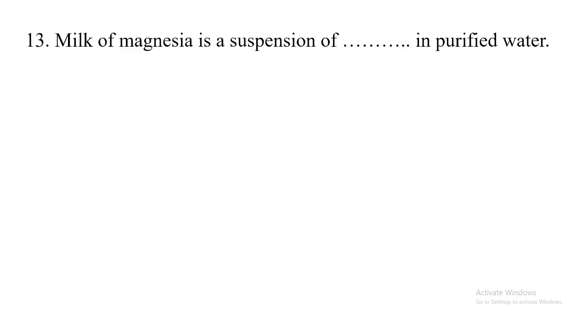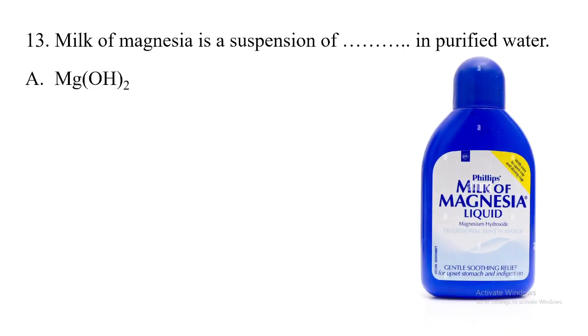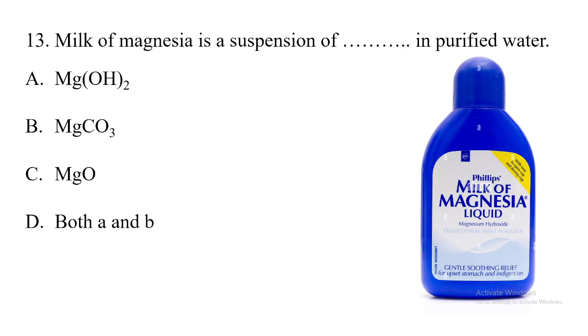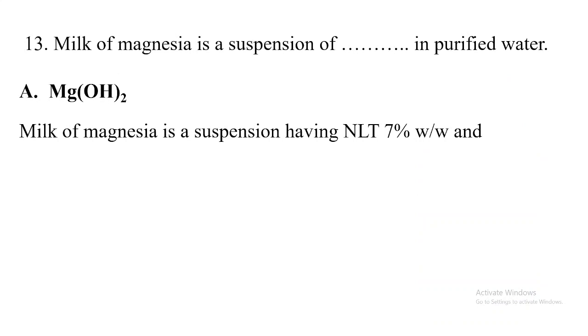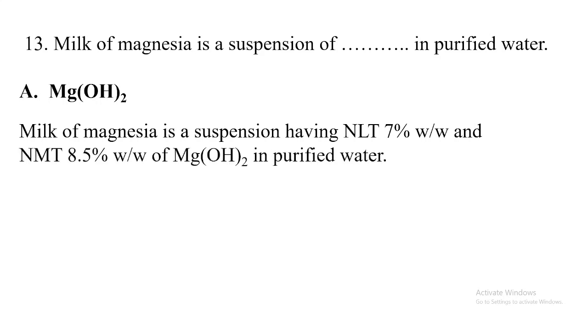13. Milk of magnesia is a suspension of dash in purified water. Magnesium hydroxide, magnesium carbonate, magnesium oxide, or both magnesium hydroxide and magnesium carbonate. The right answer is A. Magnesium hydroxide. Milk of magnesia is a suspension having not less than 7% weight by weight and not more than 8.5% weight by weight of magnesium hydroxide in purified water.